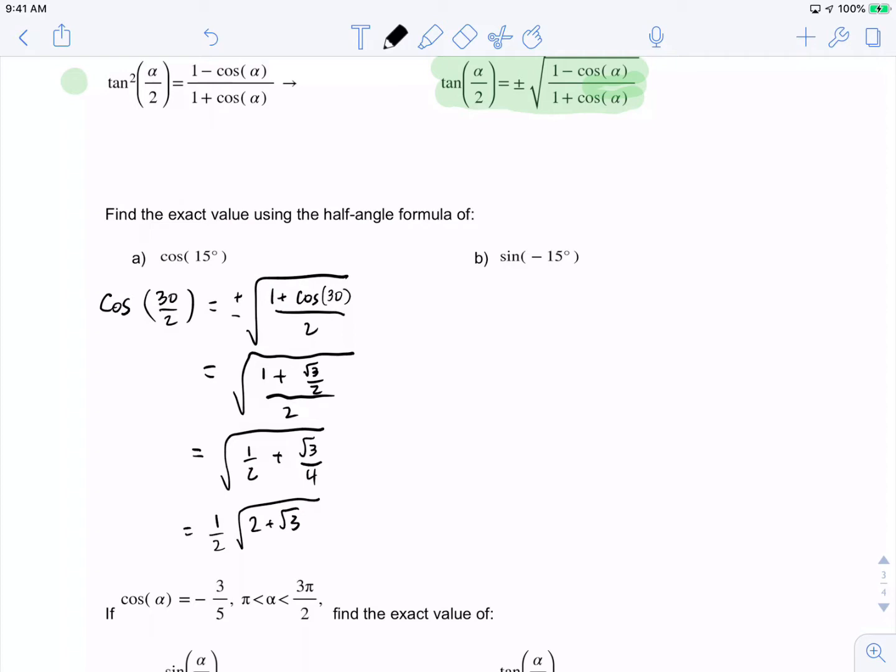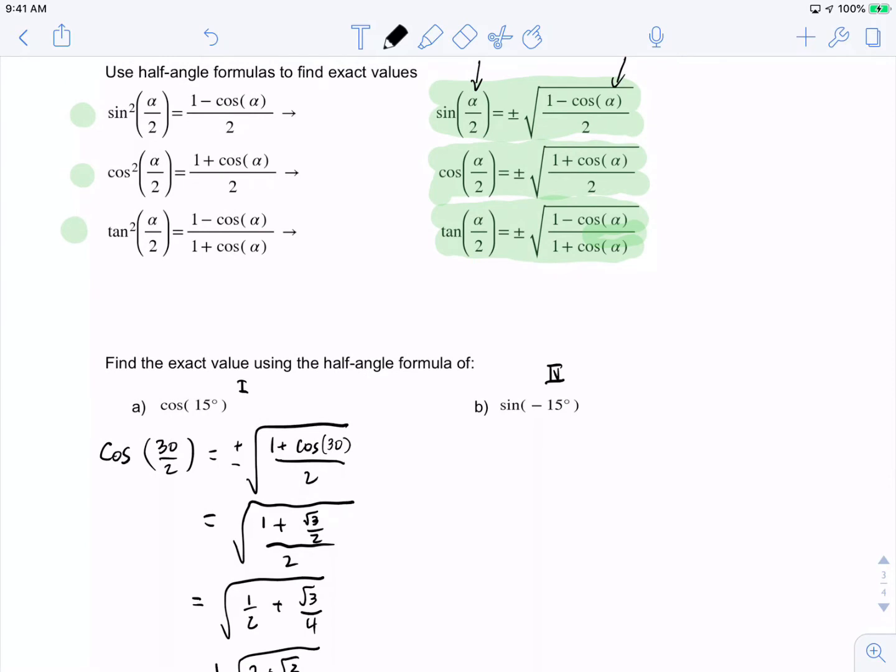Now, this one we knew was in quadrant 1. Sine of negative 15 degrees we know is in quadrant 4. And so when we use the formula for sine, we're going to use the negative one because sine will be negative in the fourth quadrant.